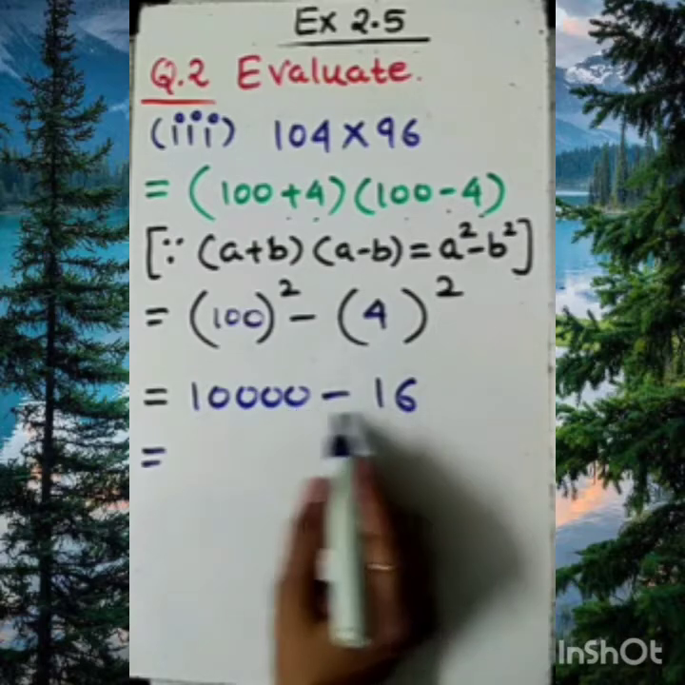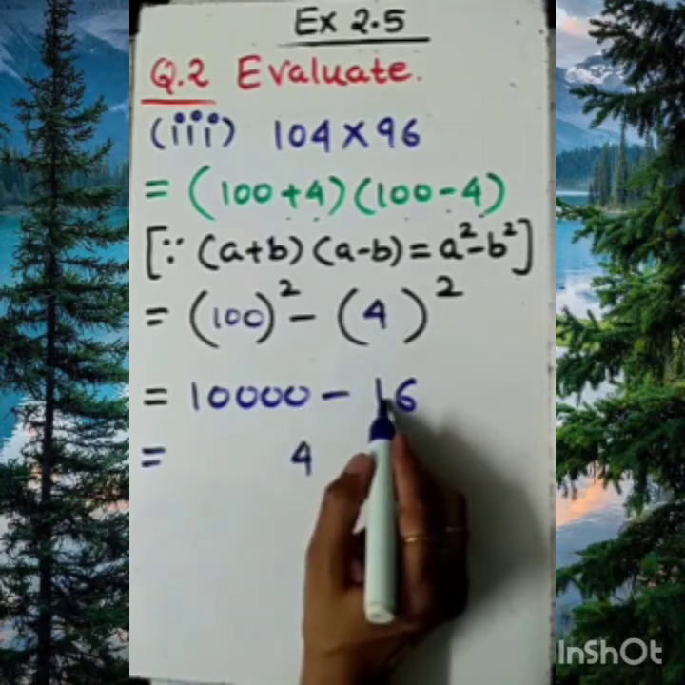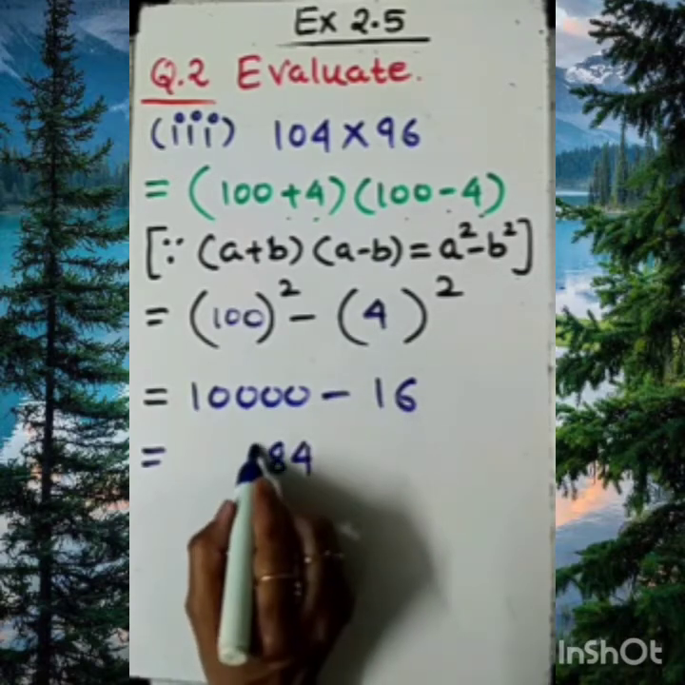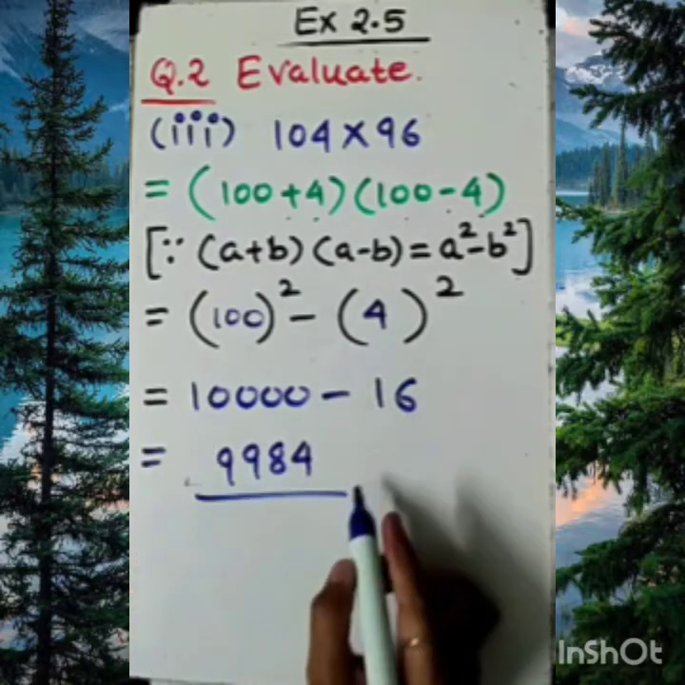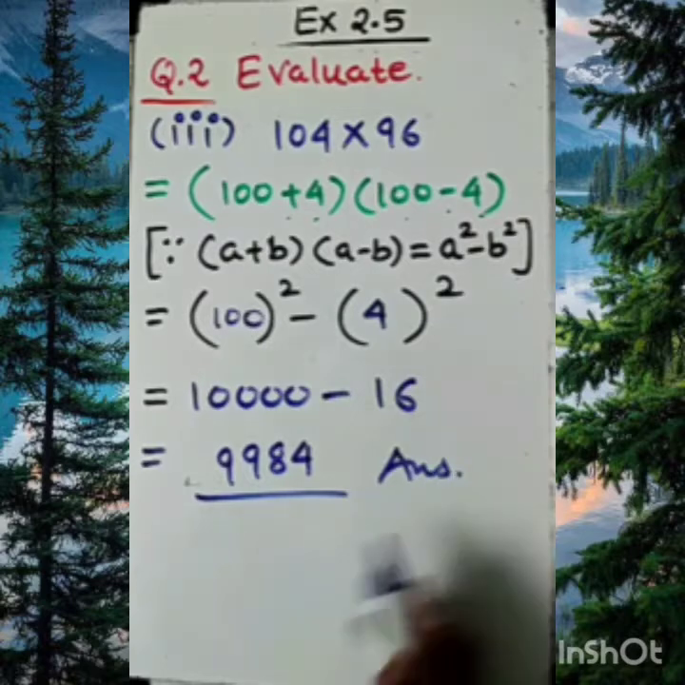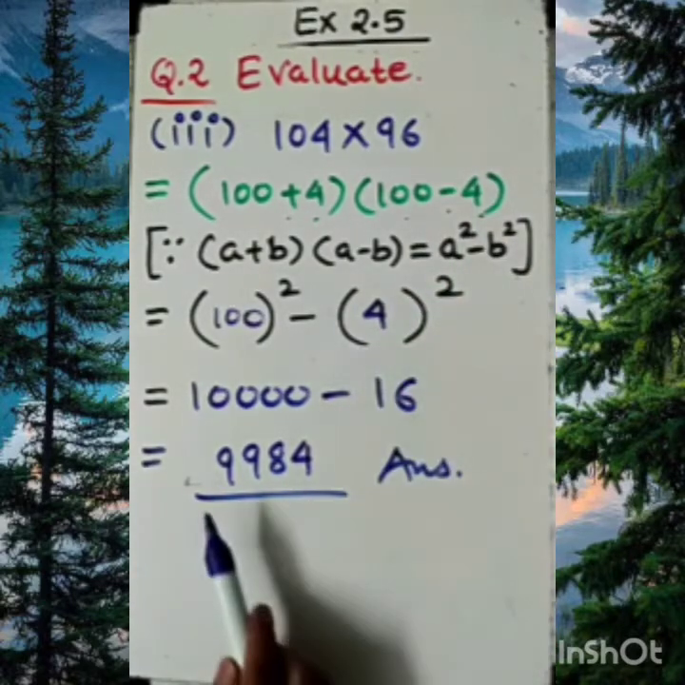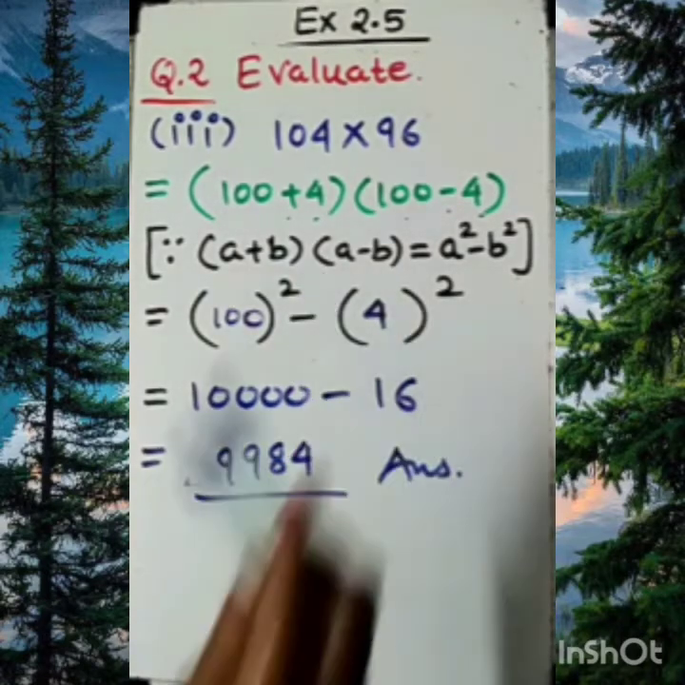10 minus 6, we need to borrow. So 10 minus 6, 4. 9 minus 1 gives the result 8. And of course here it will be 9, and here 9 and the last 0, so no need to mention. So dear student, the answer of this 104 into 96 is coming 9984 by applying the third identity here.